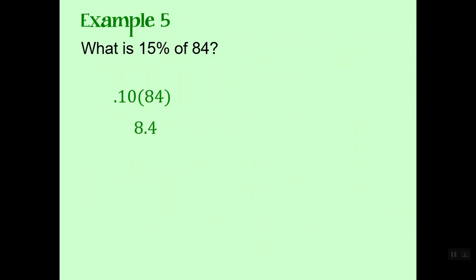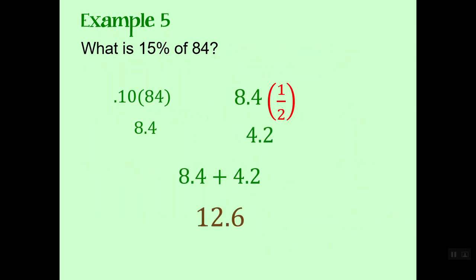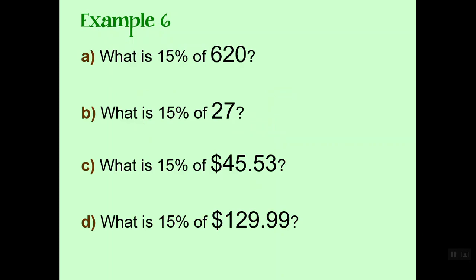So I'm going to take 10%, 8.4, and then I'm going to take half of it, 4.2. Then I'm going to add those two numbers together. So 10% and 5% added together makes 15%. So we get 12.6 is 15% of 84. So we took 10%, we cut that in half, we added those two values together. All right, now we're going to try that process with example 6.